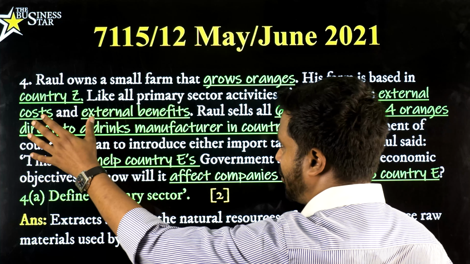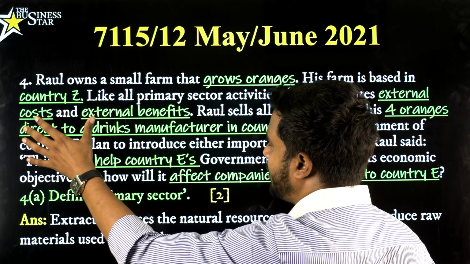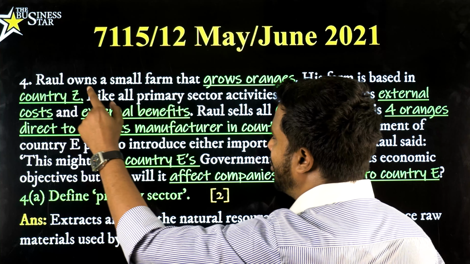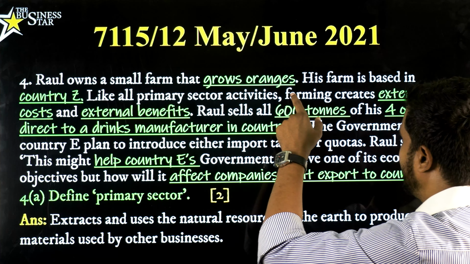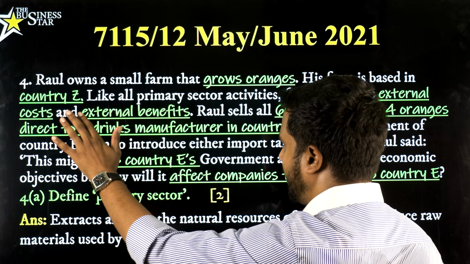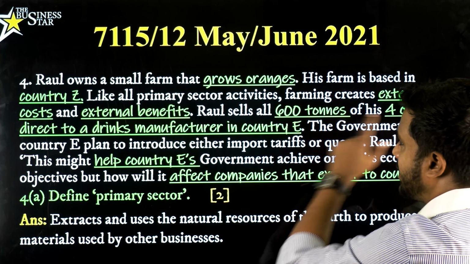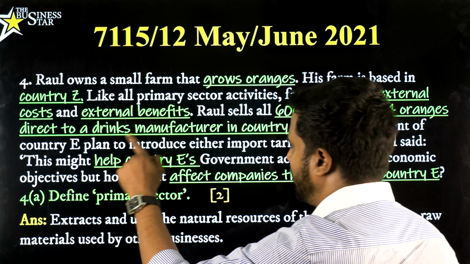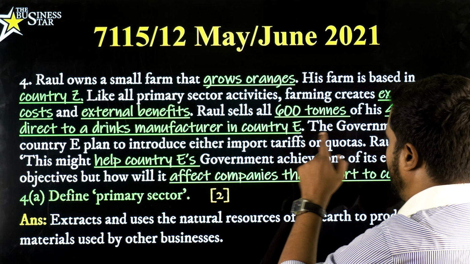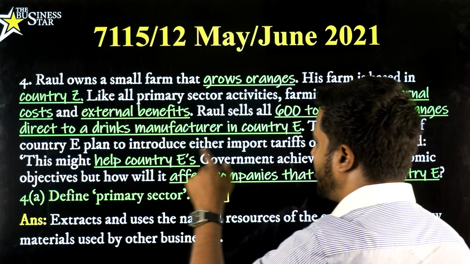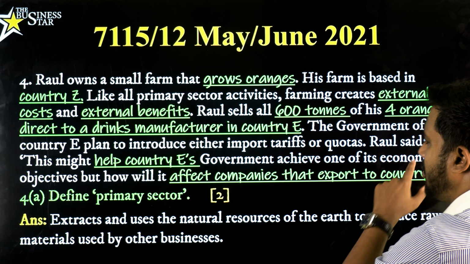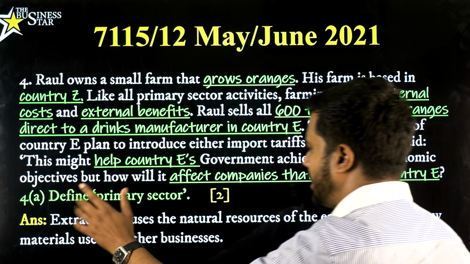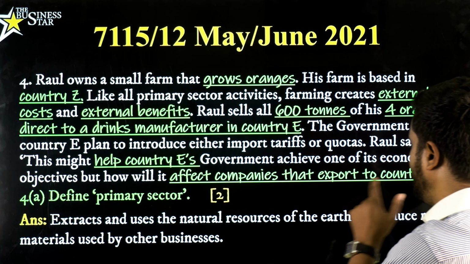So let's look at question number 4. In question number 4, the case study speaks of Rahul, who owns a small firm that grows oranges. His farm is based in country Z. Like all primary sector activities, farming creates external costs and external benefits. Rahul sells all 600 tons of his oranges direct to a drinks manufacturer in country E. The government of country E plans to introduce either import tariffs or quotas. Rahul said this might help country E's government achieve one of its economic objectives, but how will it affect companies that export to country E?